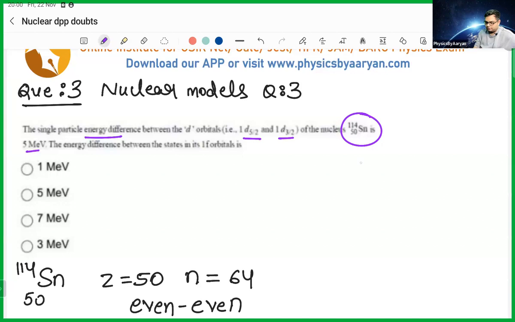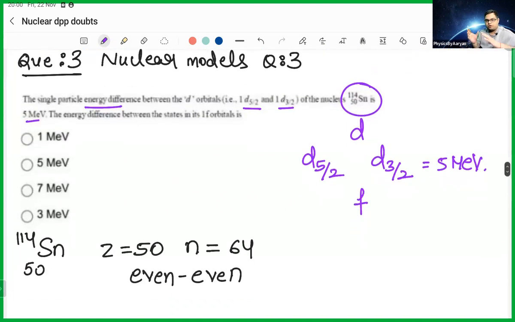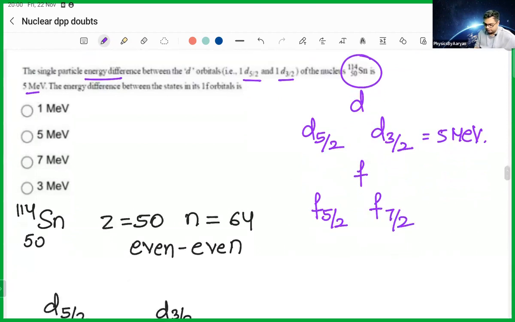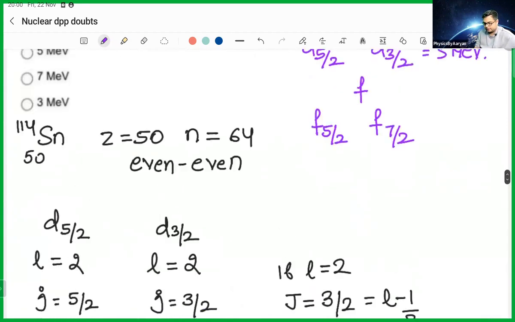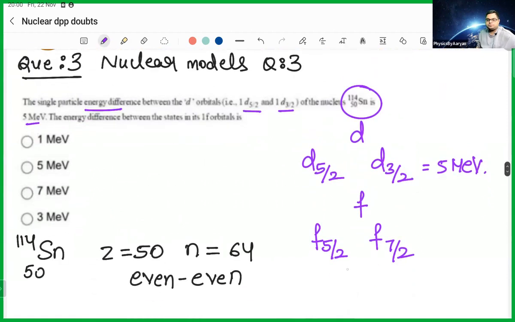So first of all, he is talking about the d orbital, and he is saying the energy difference between d5 by 2 and d3 by 2 is 5 mega electron volts. Then what is the energy difference in case of f orbitals? So f orbital will also have the two situations, and that most probably will be 5 by 2 and 7 by 2. Let me check. Yeah. So the energy difference between these two is given, and the energy difference between these two is asked, and the nucleus is given.